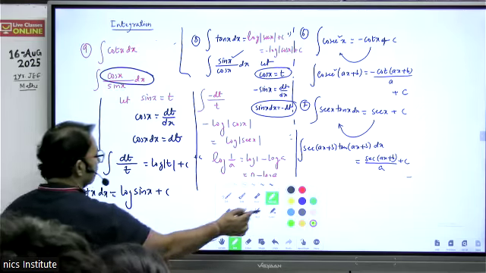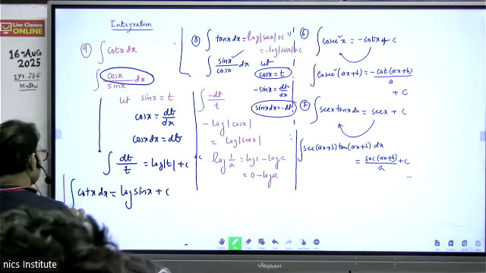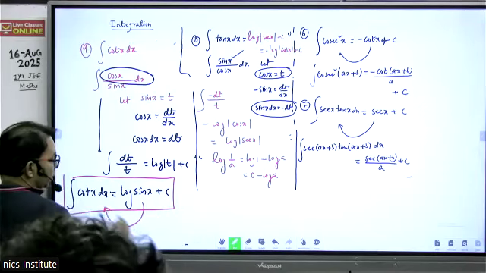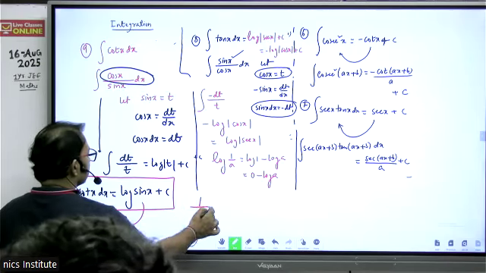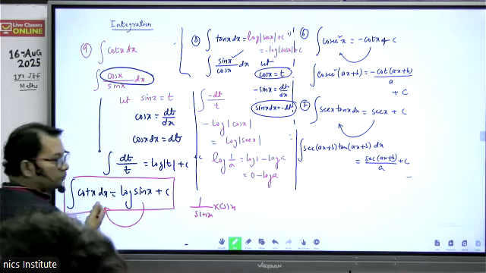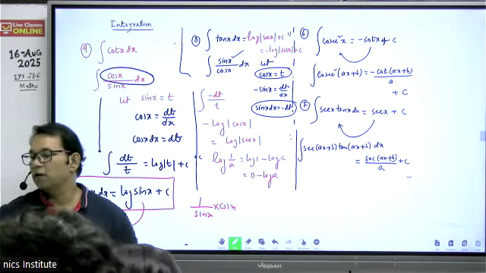If there is the slightest confusion, differentiate the answer. If I differentiate this by chain rule, it will be 1 by sin x, and derivative of sin x is cos x, which is cot x. So this is the method of substitution.